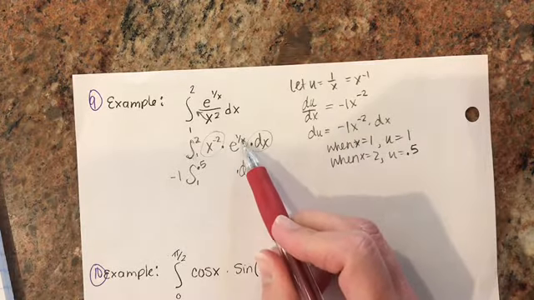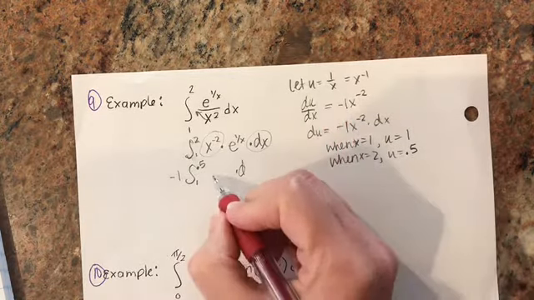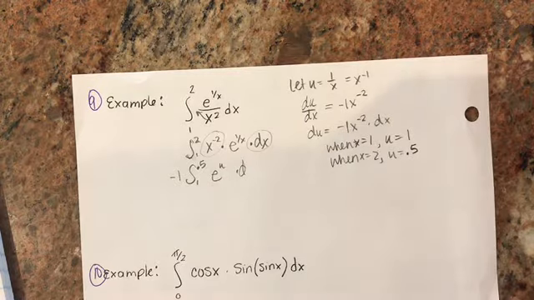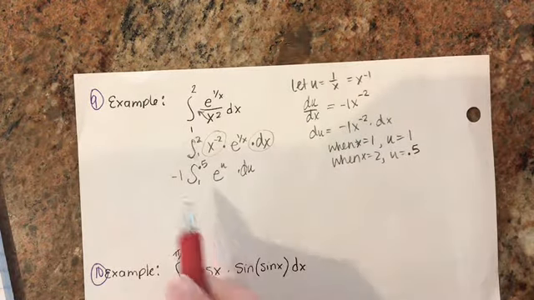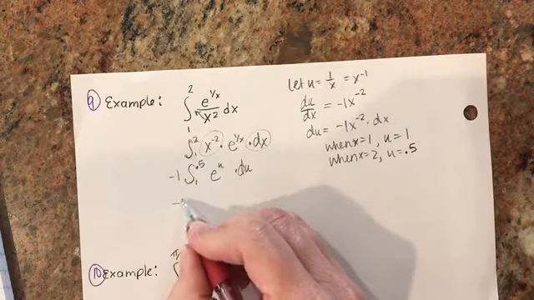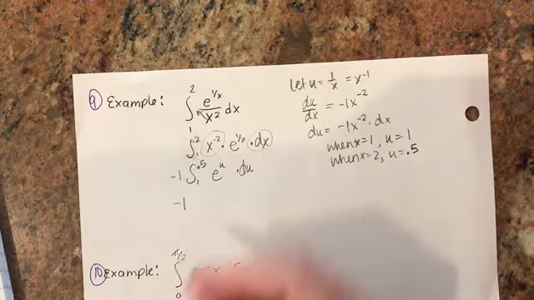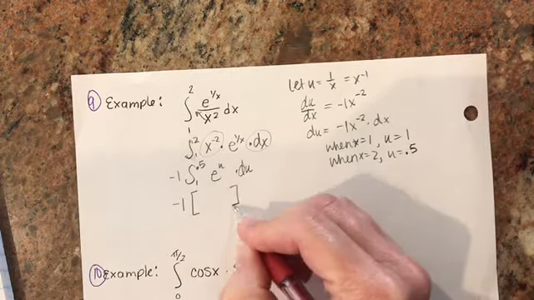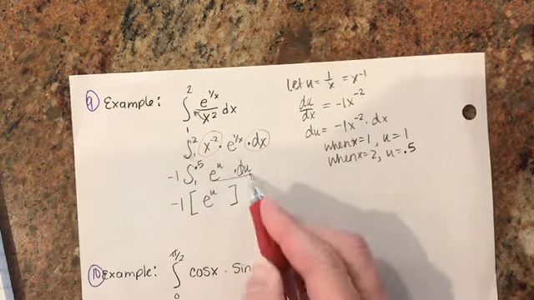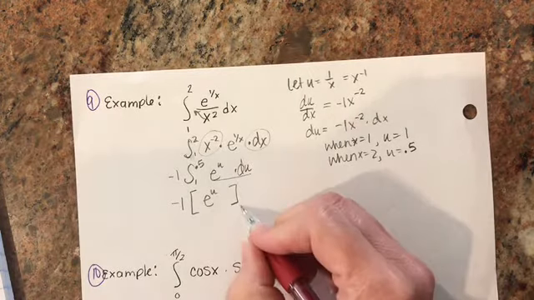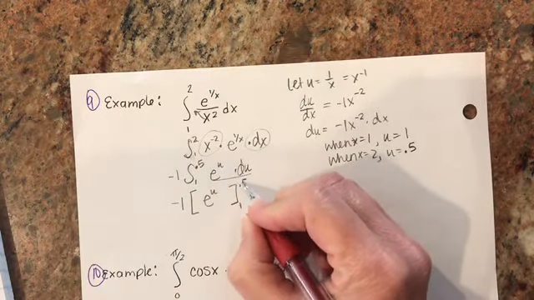And then what does e to the 1 over x equal? That's e to the u. So we just subbed everything in. Let's just say du, right? Now we're ready to take the integration of this. I'm going to keep my negative 1 out front. I'm going to put this in brackets because, this is easy, the integral of e to the u is e to the u. Okay? But we want to evaluate this at 1 and 0.5.